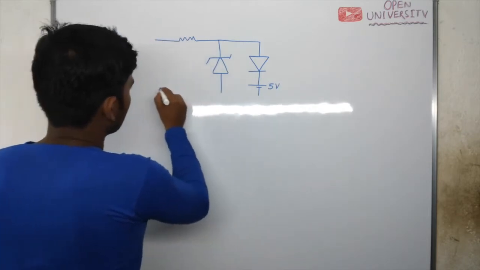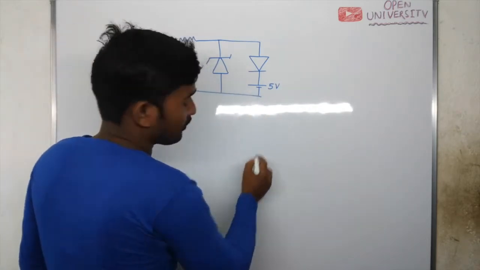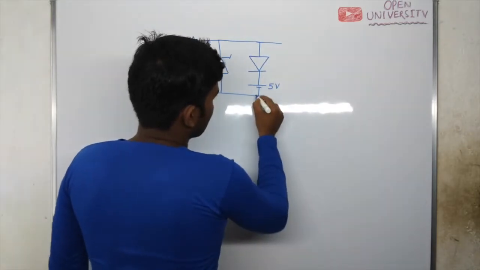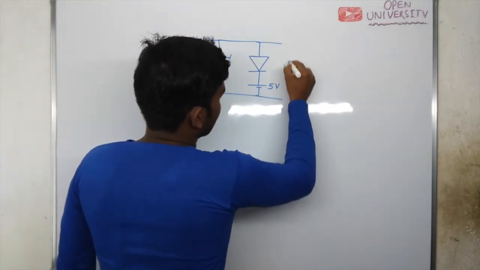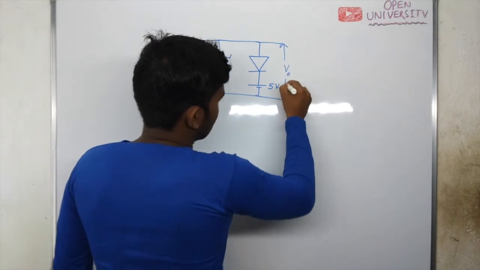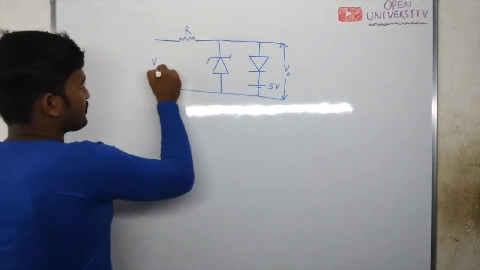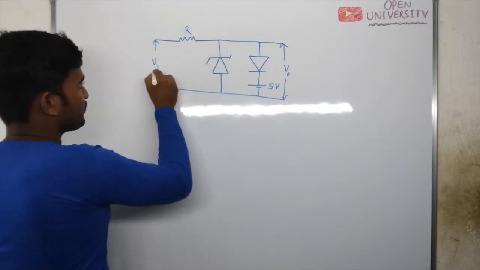This is your output voltage V0. This is resistance R. This is your input voltage.